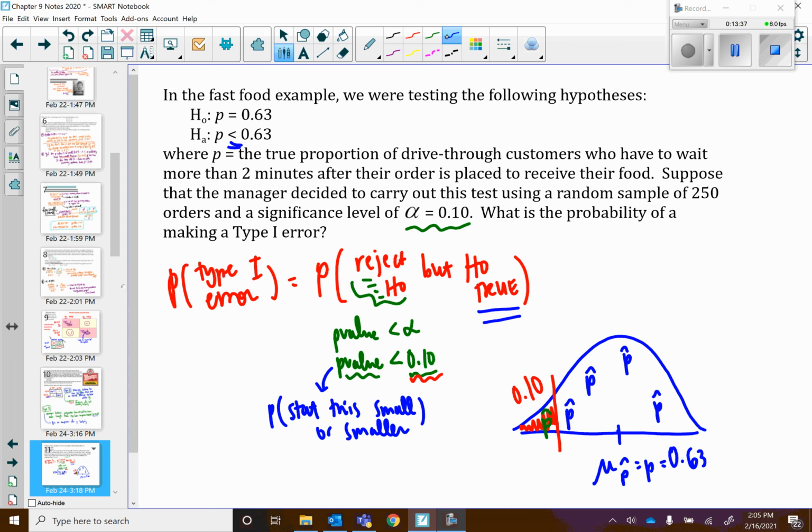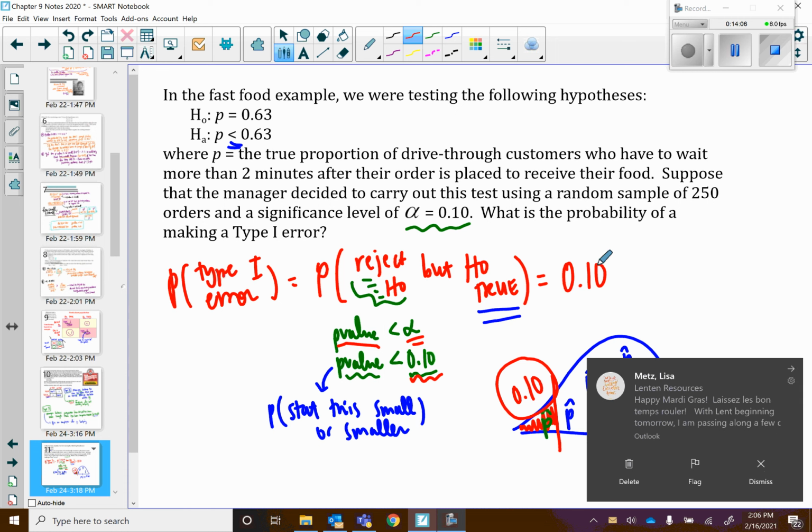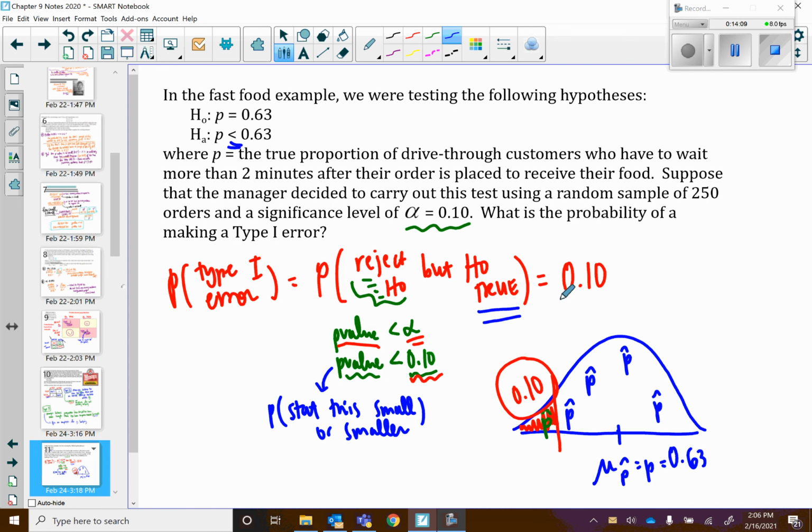So how much of the time are we going to reject the null when the null is true? Well, it's this area right here. Any statistic that falls within this area will give us a p-value that is less than our significance level that will make us reject the null even though the null is true. So the probability of a type 1 error is 0.10. In this example, it's our significance level.